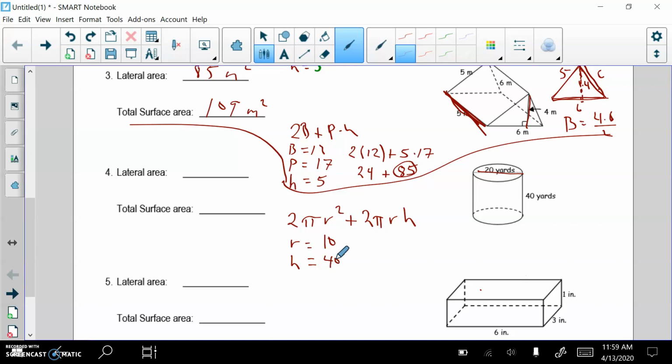Now these numbers are going to get bigger. So we have 2 options. We can either calculate out pi or leave it in terms of pi. I prefer to leave it in terms of pi because then I can do the calculations in my head. So what does that look like? That looks like 2 pi 10 squared plus 2 pi times 10 times 40.